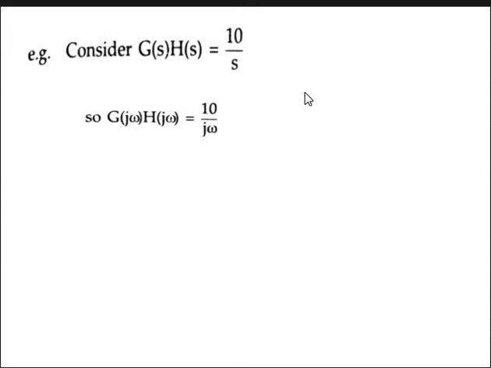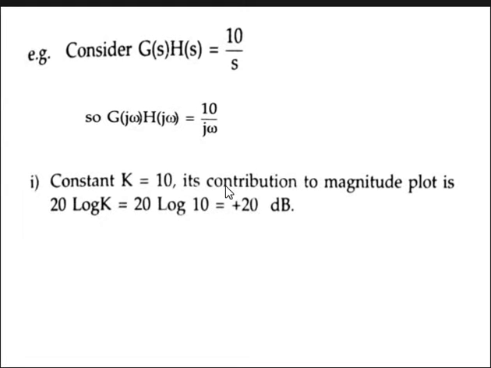So K, here the K value is 10. 10 is greater than 1. So the magnitude plot for constant K equal to 10 is nothing but the 20 log K formula. So substitute K = 10. Therefore 20 log 10, that is equal to plus 20 dB. So the magnitude plot for K = 10 is a plus 20 dB constant.